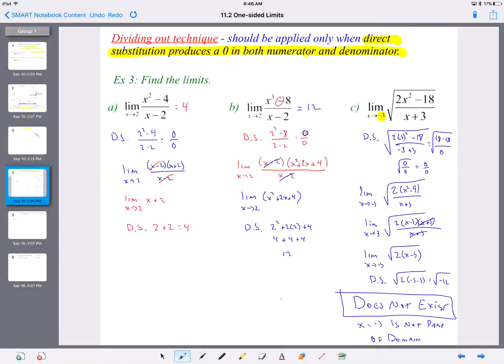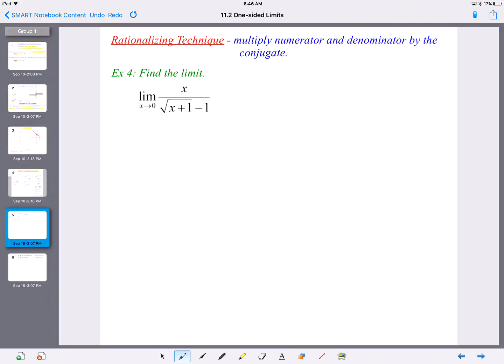All right, I'm going to show you one more technique on this one, and this is called the rationalization technique. Once again, we use direct substitution to verify that we get 0 over 0, and then we multiply the numerator and the denominator by the conjugate. Remember, if you have a plus bi, its conjugate is a minus bi in terms of complex numbers. Same thing, if you have 3 plus the square root of 2, then its conjugate is 3 minus the square root of 2.